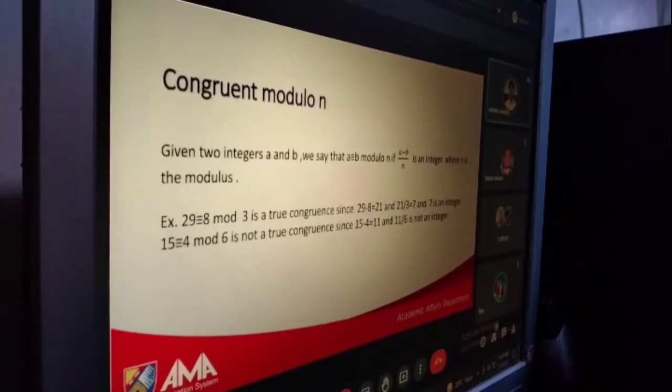Ayun na, first and second example. Yung una nating example, incongruent siya. It is true that 29 is congruent to 8, while itong 15 is congruent to 4, hindi siya congruent. Kasi ang magiging sagot niya when we are going to apply the formula of the modulo with the value of 6, ang lalabas po sa kanya ay fraction, hindi integer. Kasi ang integer dapat it is a positive or negative whole number.